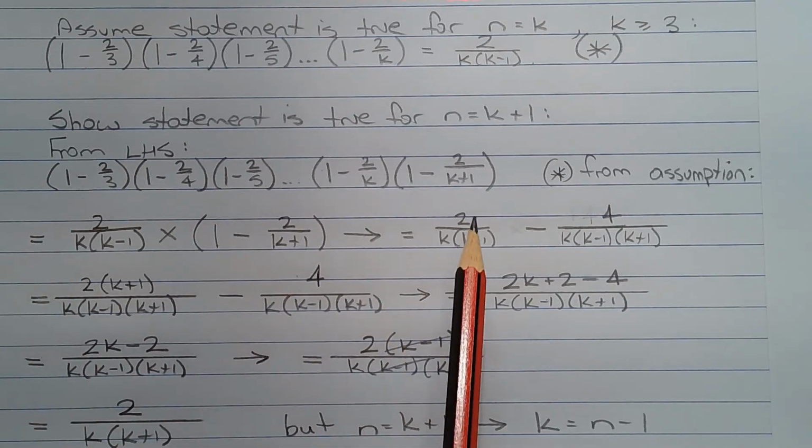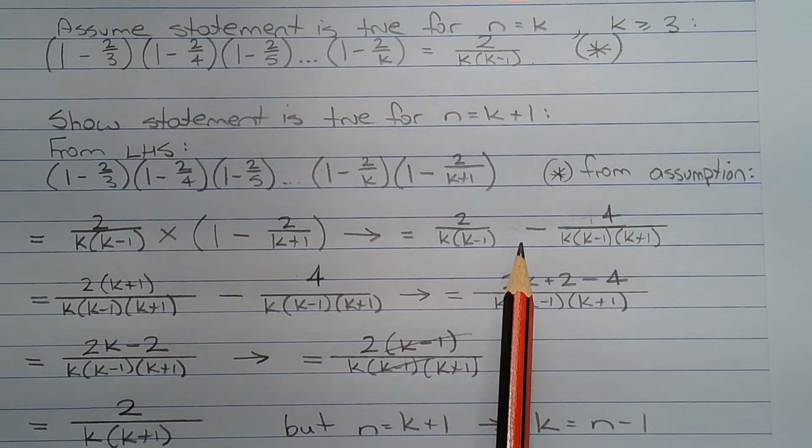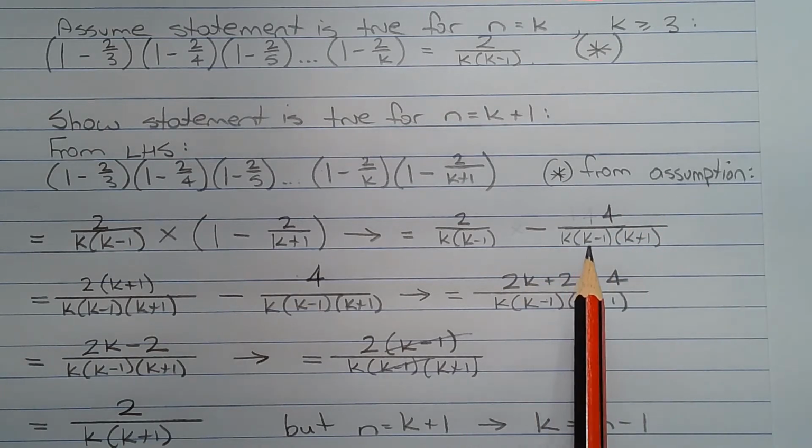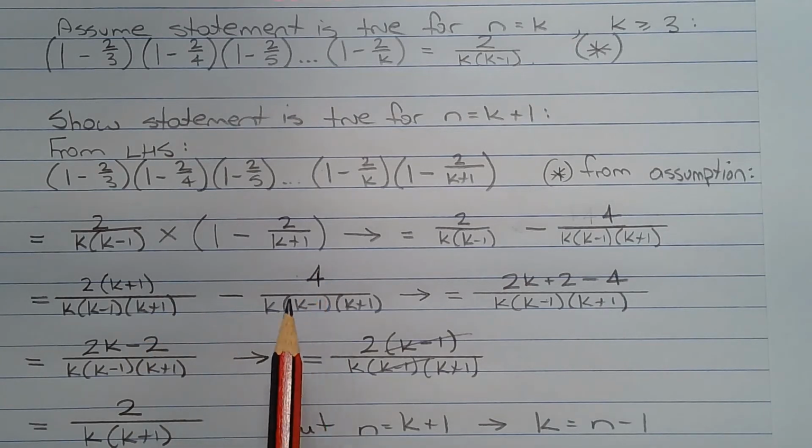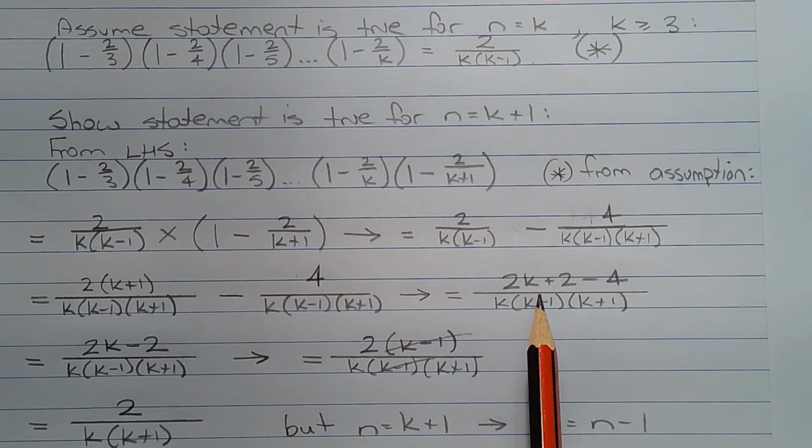Expanding the brackets, that equals 2/(k(k - 1)) - 4/(k(k - 1)(k + 1)). And that equals 2(k + 1)/(k(k - 1)(k + 1)) - 4/(k(k - 1)(k + 1)). So notice now we have common denominators with both fractions, so we can add the numerators together. So that equals (2k + 2 - 4)/(k(k - 1)(k + 1)). And simplifying the numerator, that equals (2k - 2)/(k(k - 1)(k + 1)).